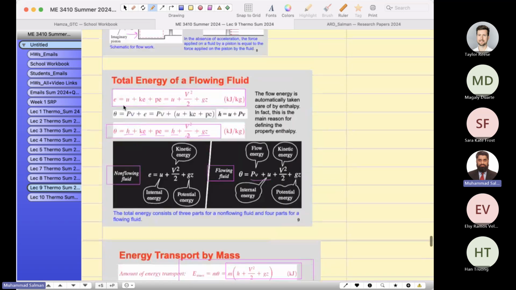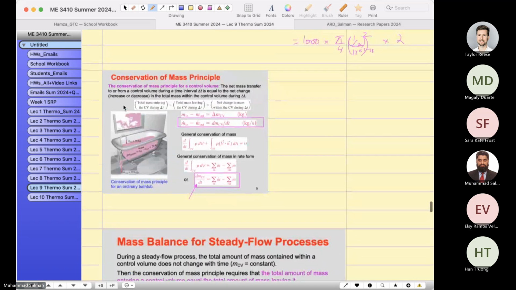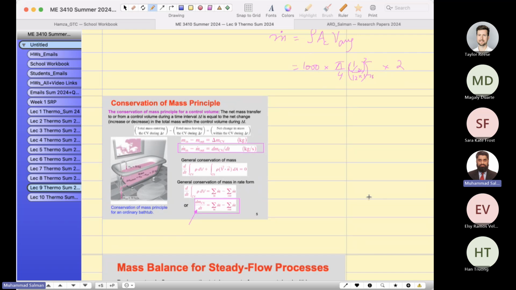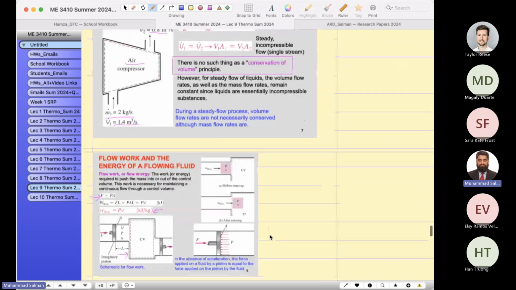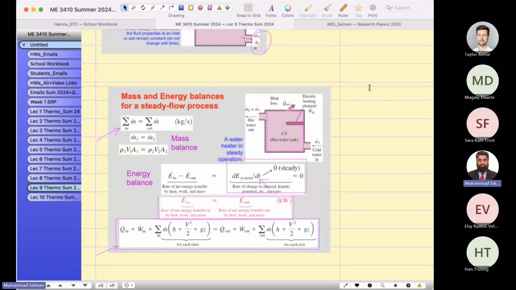And what else I want to mention is the mass flow rate. This is also very important. This is also an important equation. So I'm going to show you one conservation. Let me start from the next slide here. Let's do one problem here.